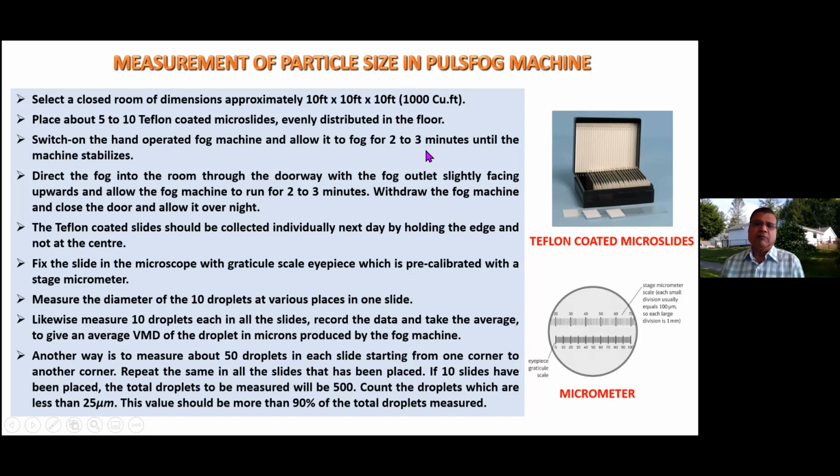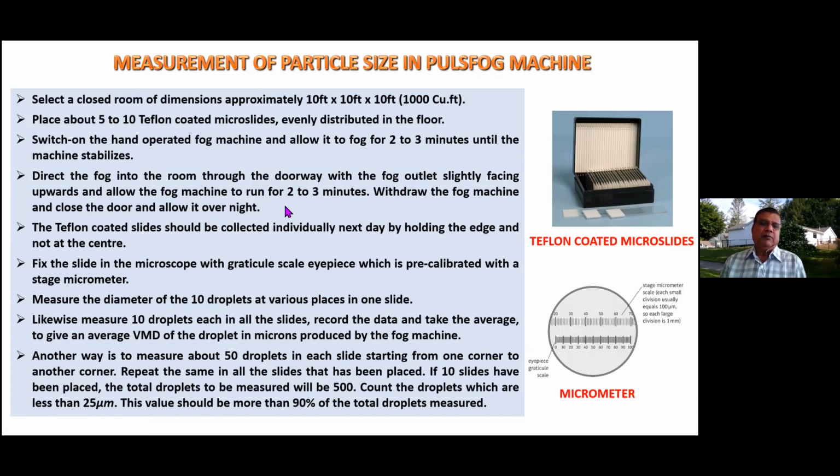You have to allow it to fog for 2 to 3 minutes so that the machine stabilizes and gives an even fog. Direct the fog into the room through the doorway with the fog outlet slightly facing upwards and allow the fog machine to run for 2 or 3 minutes. Withdraw the fog machine and close the door and allow it to settle.